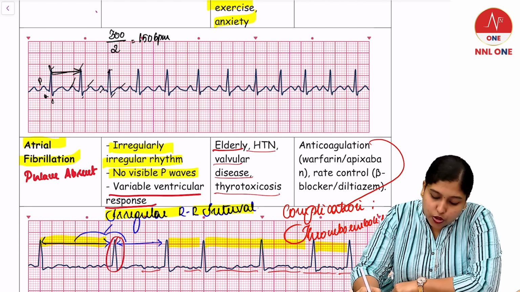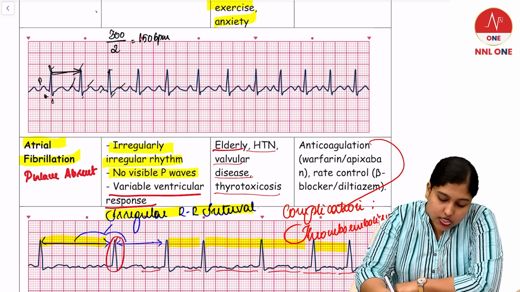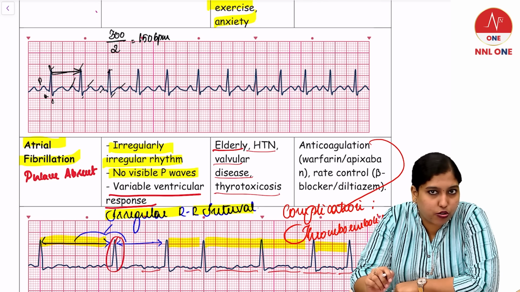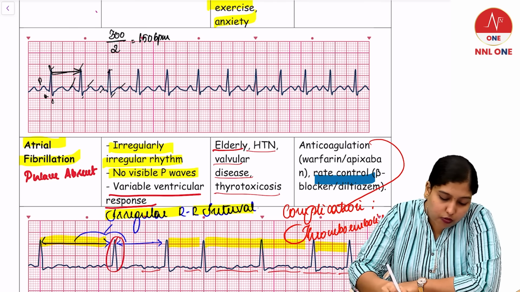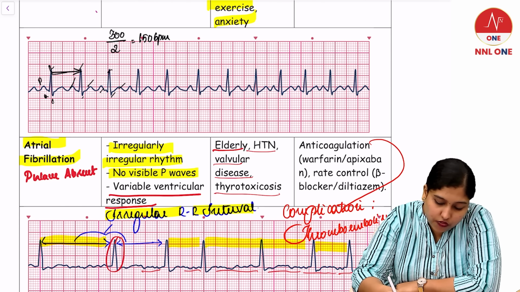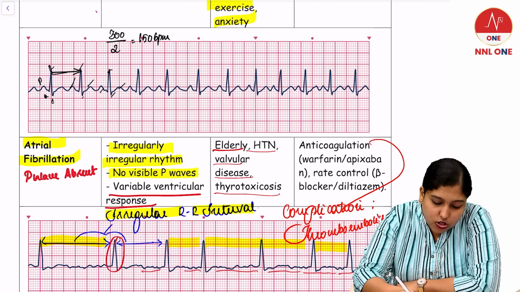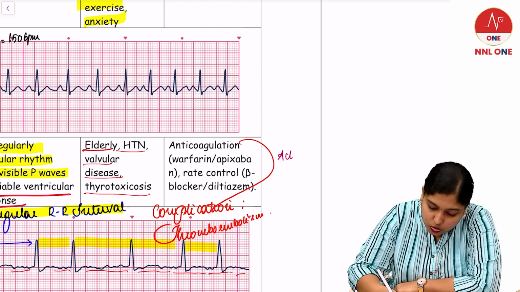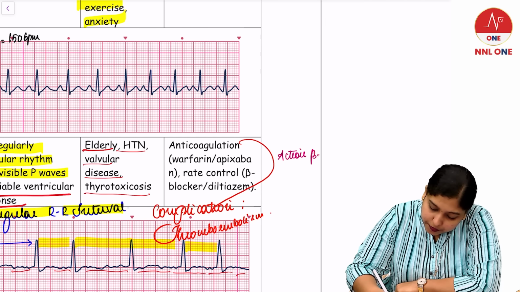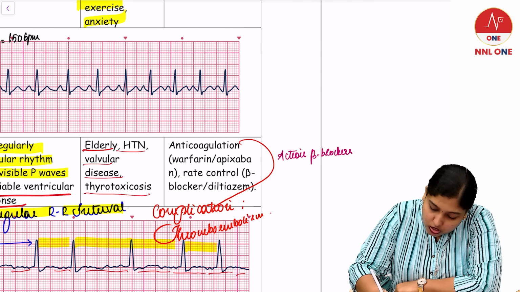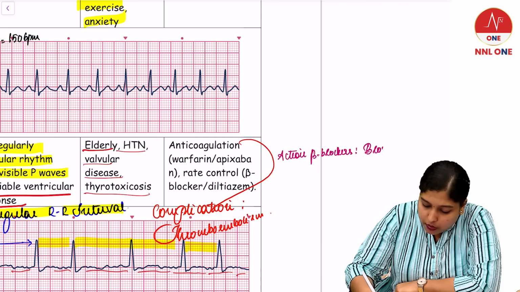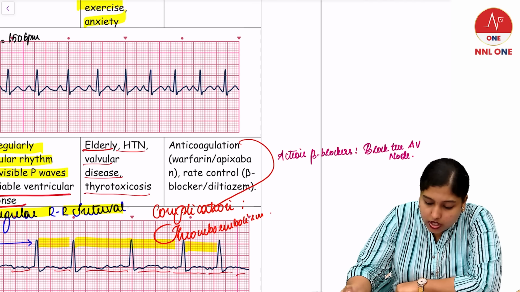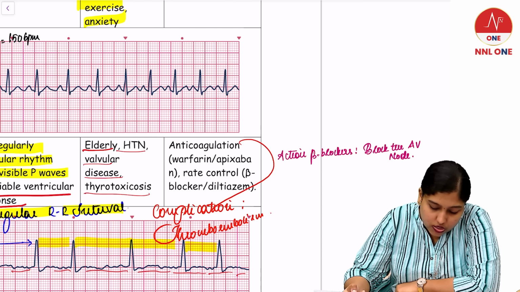So what is the management of atrial fibrillation? First, you have to start anticoagulant therapy. Rate control and rhythm control also have to be done. For rate control, first and foremost you administer beta blockers. What is the action of beta blockers? The action of beta blockers is to block the AV node. In order to control the heart rate, we give beta blockers or diltiazem.